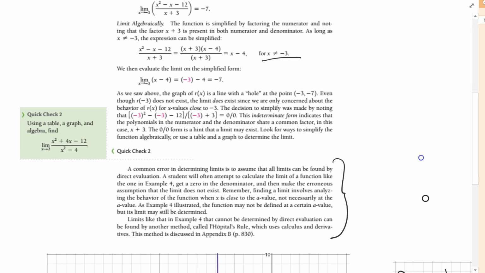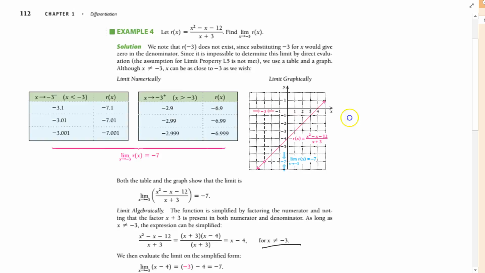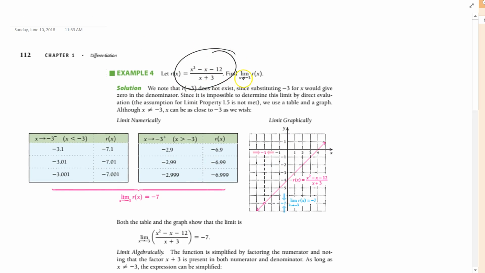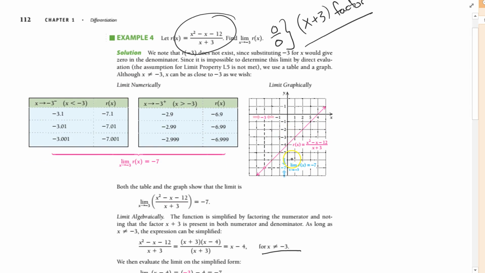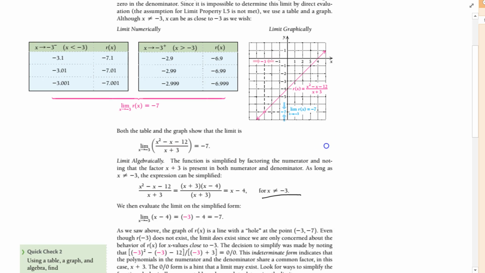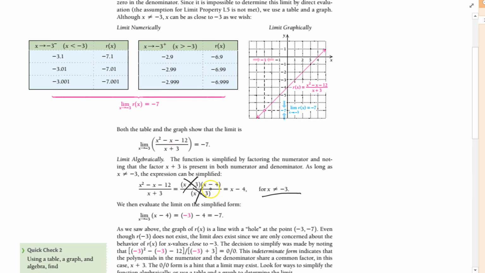This paragraph here is saying a common error in determining the limits is assuming you can always plug it in directly. So in example 4, if you plug in x equals minus 3 directly, you get 0 over 0, which tells you that x plus 3 is a factor on top and bottom. So if you get 0 over 0, you should be able to factor out a common term and cancel it and evaluate it.